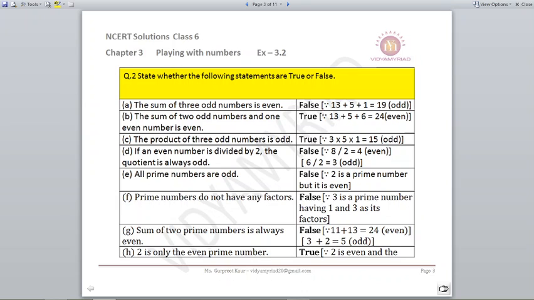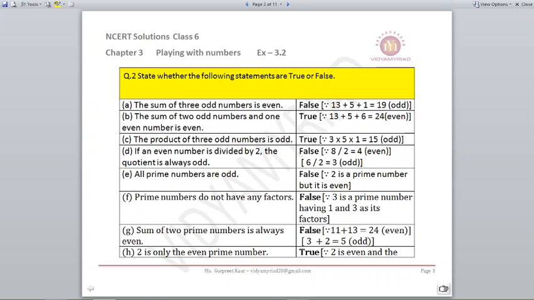All prime numbers are odd. No, we know that 2 is the only even prime number. So it's a false statement. Prime numbers do not have any factors. No, prime numbers have 1 and the number itself as factors. So it's a false statement.